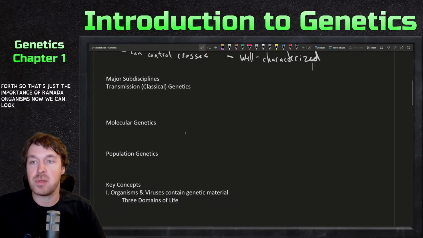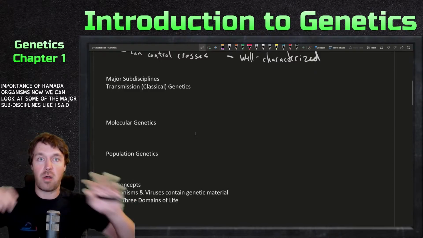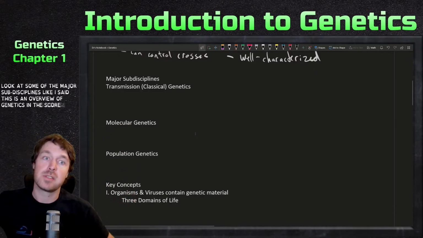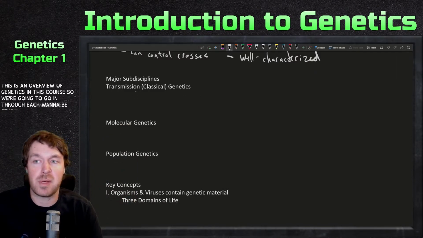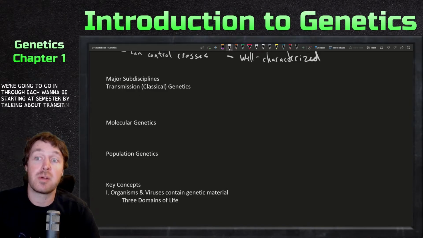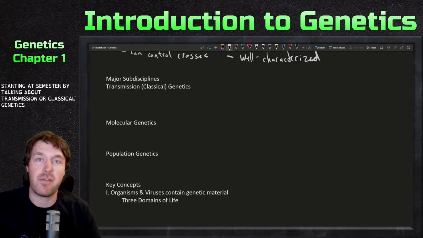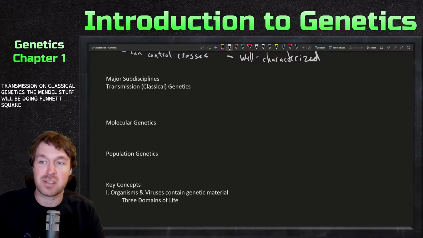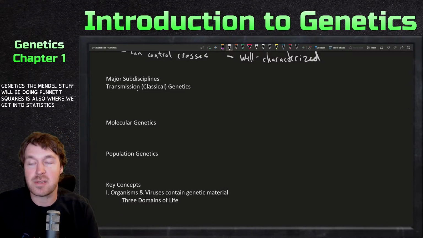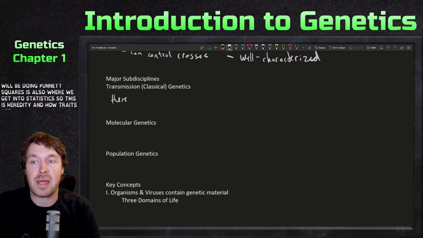Now we can look at some of the major subdisciplines. Like I said, this is an overview of genetics in this course, so we're going to be going through each one. We'll be starting out the semester by talking about transmission or classical genetics. This is the Mendel stuff. We'll be doing Punnett squares. This is also where we get into statistics. So this is heredity and how traits are passed.